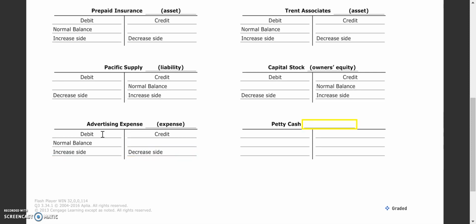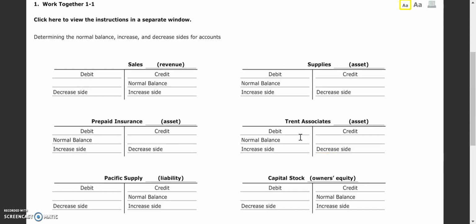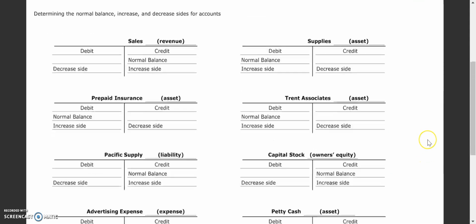And our last one is petty cash. Petty cash, remember, is a small fund that we have, just cash that we can use for miscellaneous expenses and small expenses we don't want to write checks for. So petty cash is actually an asset. So we'll put asset in here. Again, debit and credit do not change. And since it's an asset, its normal balance is a debit, which means it increases on the debit side and decreases on the credit side.